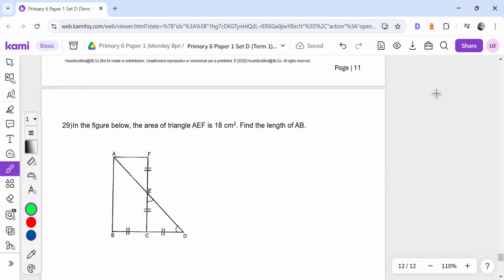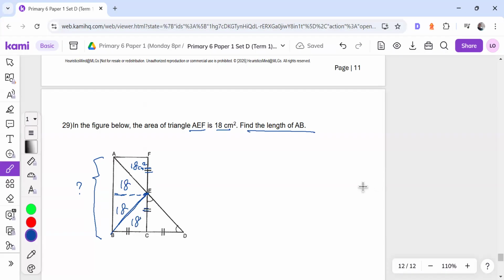Okay, question 29. Look carefully. How do you find the length of AB? Quite hard, there's no number there. But do you realize that AEF is 18 cm square? Your picture cannot be very clean. Do you see that there are two markings here that tell you they are equal sides? And this is actually the midpoint, the middle. So then what can I do? I can do something already. I just continue to cut. So 18, 18, 18, 18.